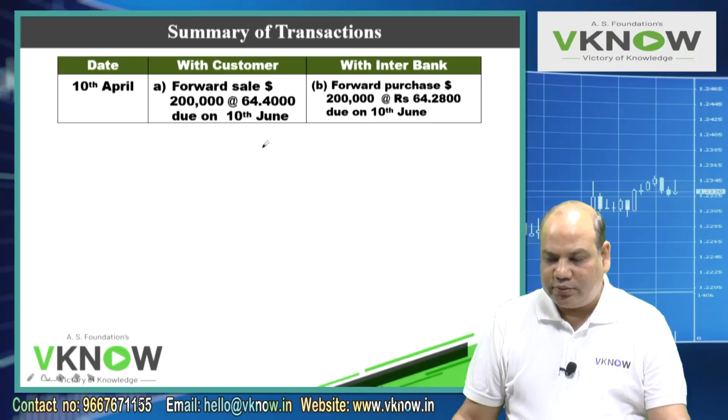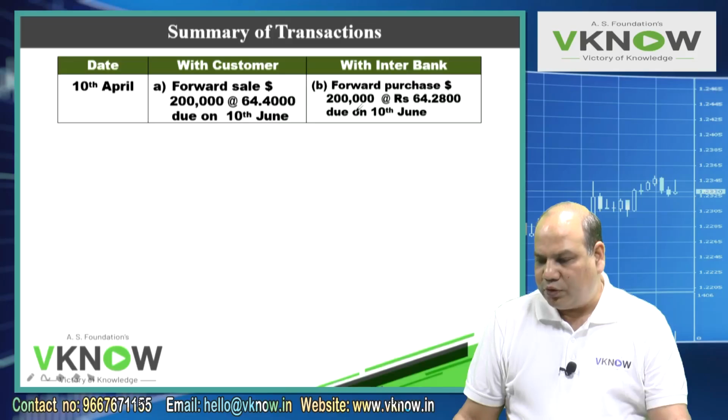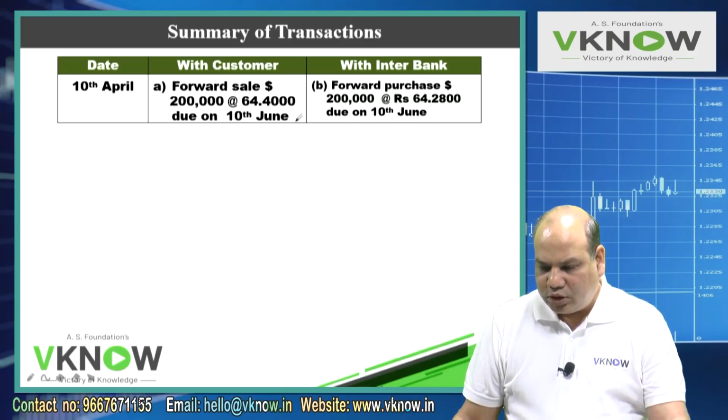With interbank, point B. Forward purchase $2 lakh at rupees 64.2800 due on 10th June. The idea was that if the customer comes on 10 June, take from one party, give it to the other party, and enjoy the difference as profit.